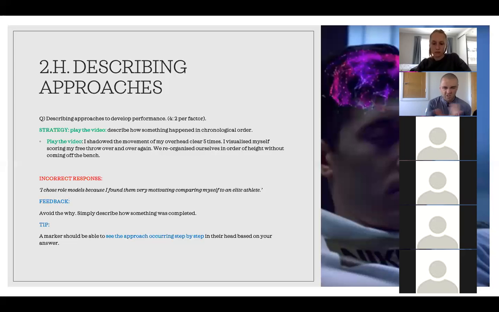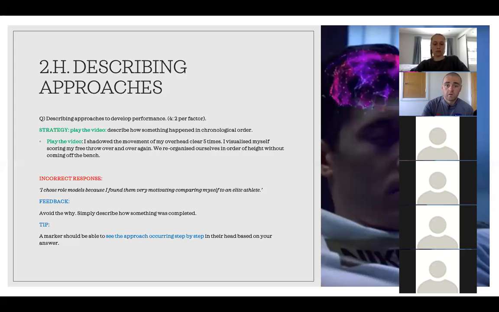I've got a number of different examples of 1-mark responses. If you're doing shadow practice, an example would be: I shadow the movement of an overhead clear 5 times. It's a mark. Short, simple and concise. For visualization, for maybe improving concentration: I visualize myself scoring my free throw over and over again. And an example of a mark in team building games for social: we reorganize ourselves in order of height without coming off the bench. Again, there is no why there. It's just short and sharp, to the point.